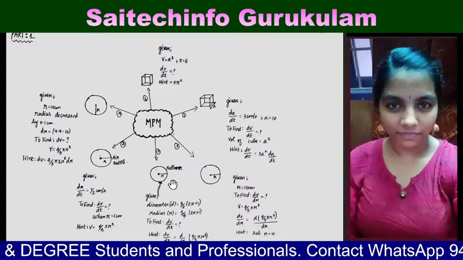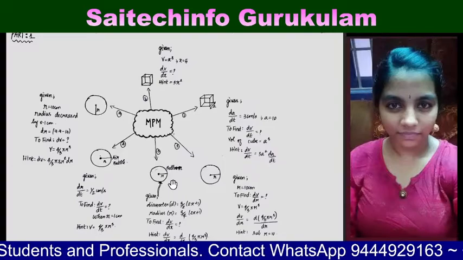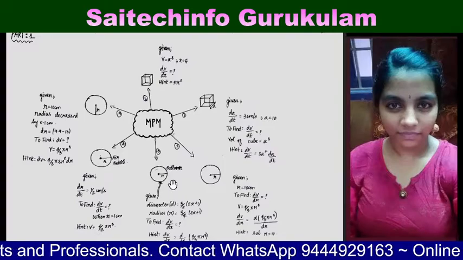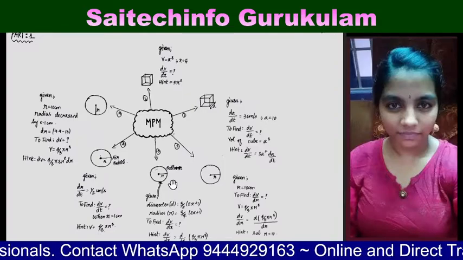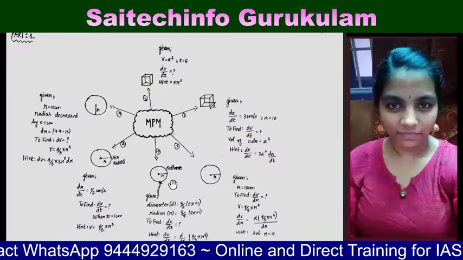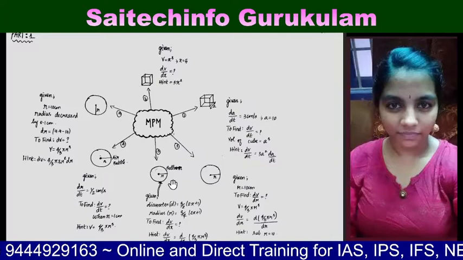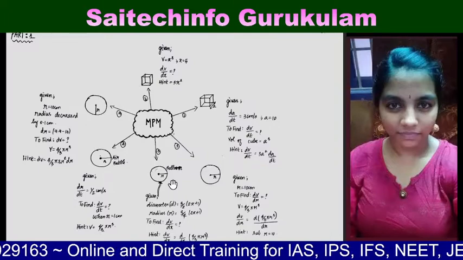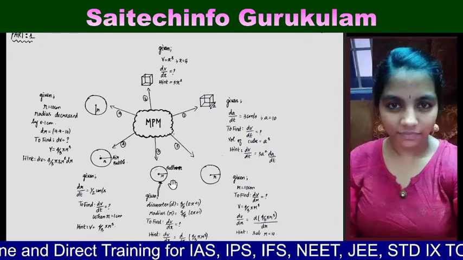The next is a sphere in the form of an air bubble. So the given is dr by dt, that is the radius changes with respect to time, is equal to 1 by 2 centimeter per second. To find dV by dt, that is, we have to find the volume changes with respect to time. Also given is the value r is equal to 1 centimeter. So the hint is V is equal to 4 by 3 pi r cube.